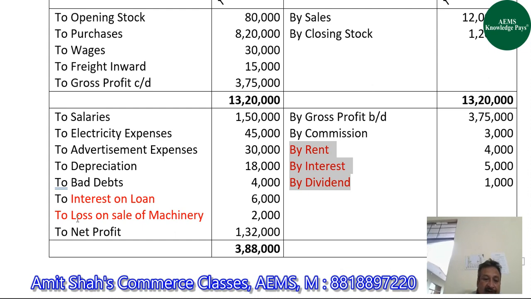Loss on sale of machinery is not a recurring item. We do not have this loss every year. Interest on loan is a non-operating expense. The reason is that the money that we get, whether as borrowed funds or as owners' funds, has the same use, the same utility.